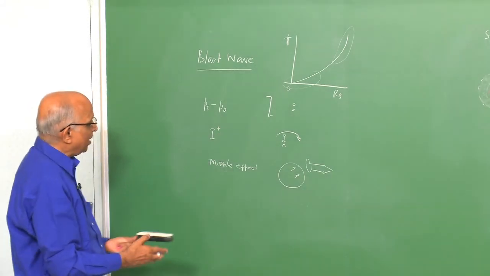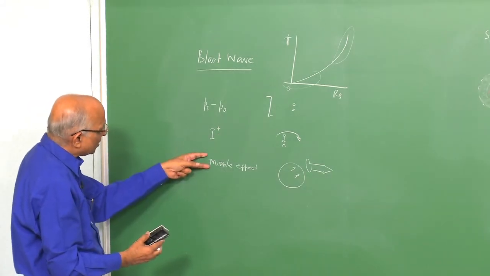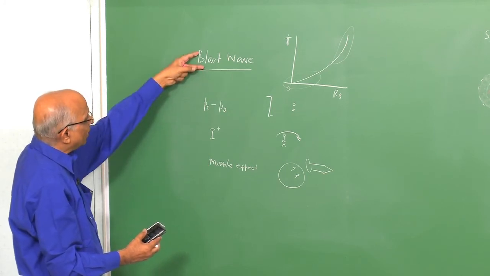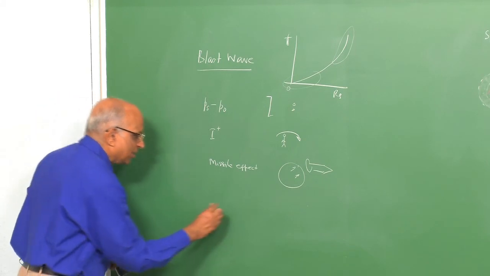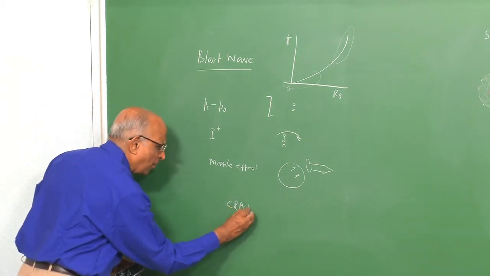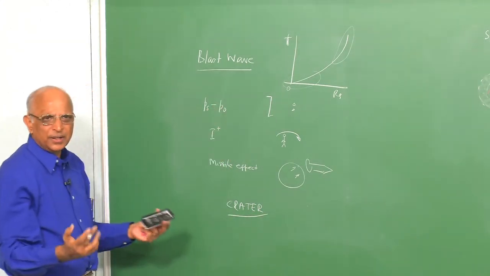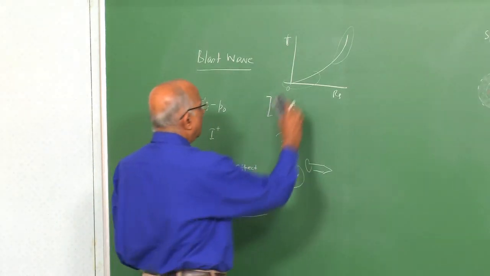Well, these are the 3 effects, and now let us come back to the last part. Namely, we said something goes and hits something, and a crater is formed. What do you mean by crater? What is the effect of crater, and how does a blast wave form a crater? This is the last one which we do.